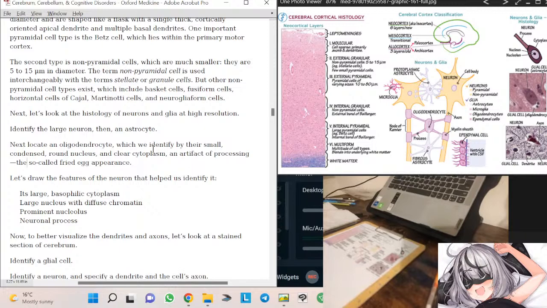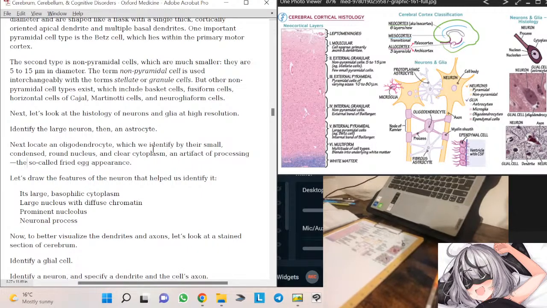The second type is a non-pyramidal cell. These non-pyramidal cells are much smaller, 5 to 15 μm in diameter. The term non-pyramidal cell is used interchangeably with the term stellate or granule cells, but other non-pyramidal cell types exist, which include basket cells, fusiform cells, horizontal cells of Cajal, Martinotti cells, and neurogliaform cells.